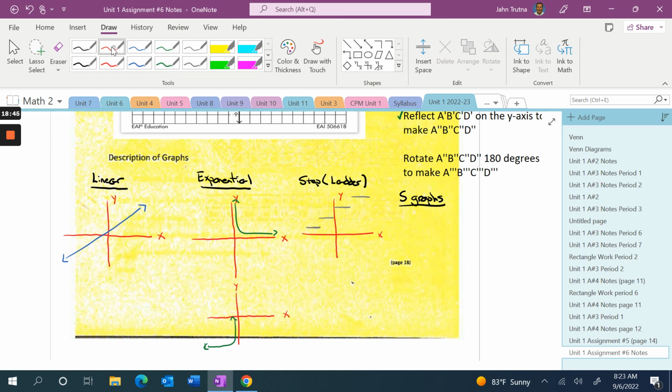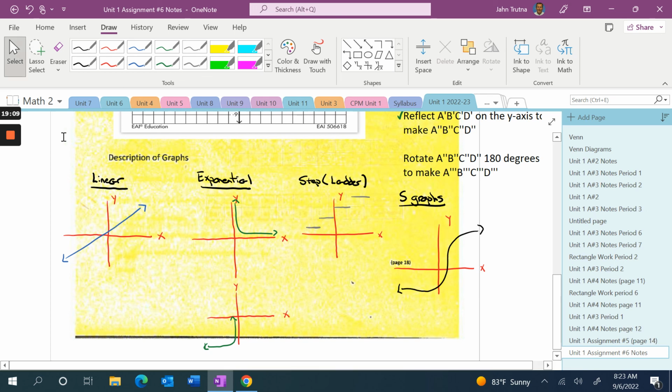Okay, then we have what we refer to as S-graphs. S-graphs tend to follow a very particular type of equation. We're not going to get into that, but an S-graph looks exactly like we described it. It kind of looks like the letter S. So when you see an S-graph, it's going to look like this right here. Notice that it kind of looks like the letter S. There we go. Notes for assignment number 6.